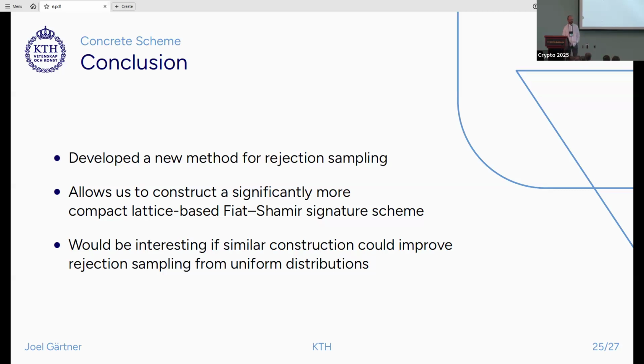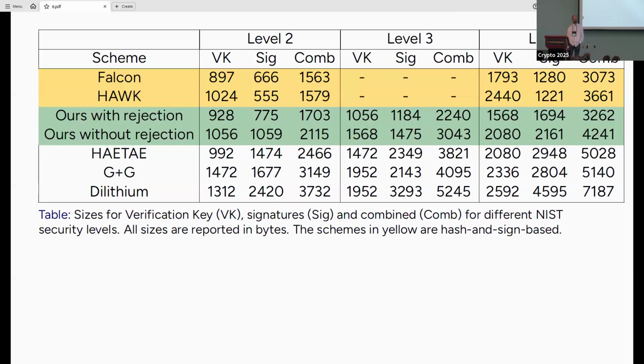And finally, I have this table here with some sizes for our scheme and other lattice-based signature schemes, which I figured I could leave up while I answer any potential questions. Thank you.